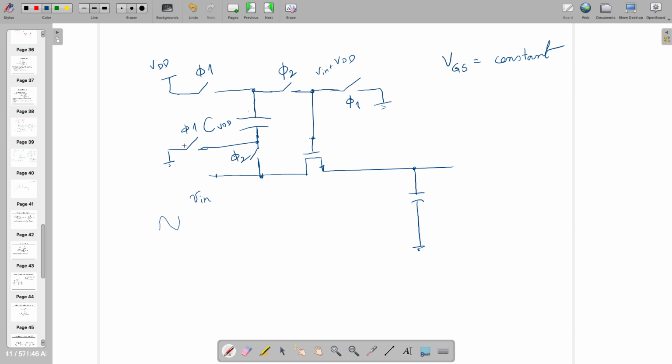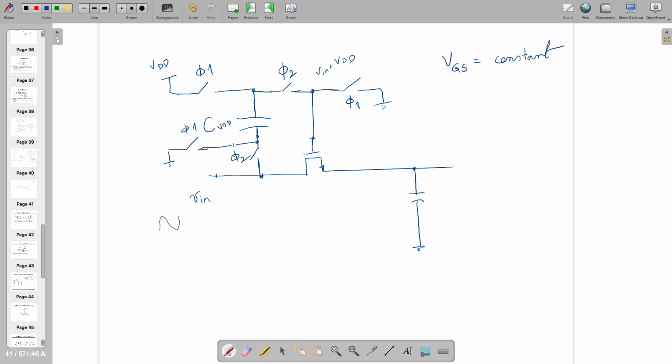This action will make sure that the capacitor will not discharge, and we need to take care of all these switches in such a way that the resistance offered by these two switches multiplied by C times VDD is much lower than the time constant at which we are operating the clock, right? So this is what we need to take care of.